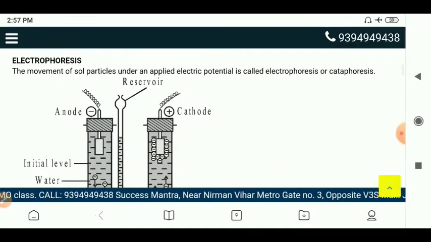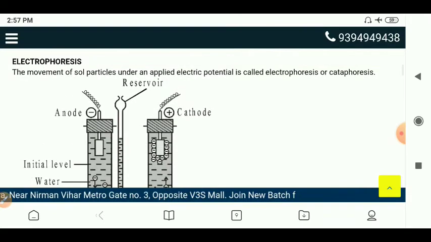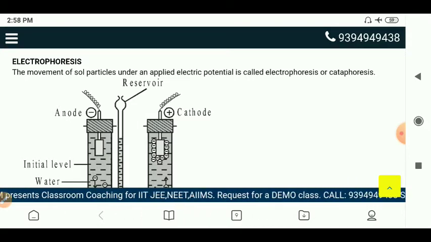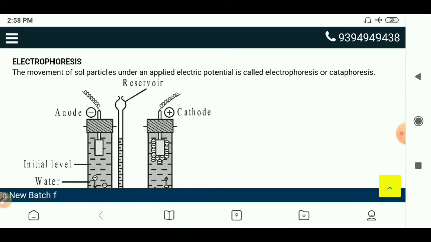The second one is called electrophoresis or cataphoresis. What is electrophoresis? It is nothing but the movement of sol particles under an applied electric potential, called electrophoresis or cataphoresis. When we pass an electric current through a colloidal particle, the movement of the sol particles, the dispersive phase, is the phenomenon called electrophoresis or cataphoresis. So the movement of sol particles under an applied electric potential is called electrophoresis or cataphoresis.